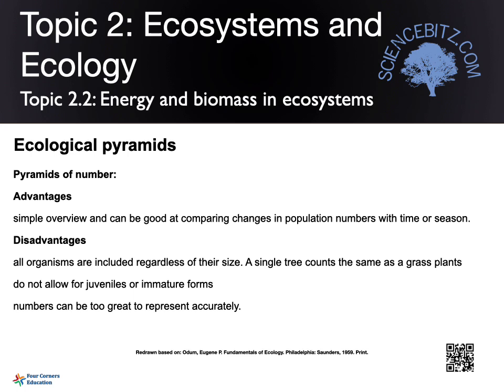Also, they don't usually allow for juveniles and immature forms. Quite often they're not sampled and counted in just number counts that ecologists take of ecosystems. And the other problem that you could have is that numbers can be too great to represent accurately. So if you were trying to do this for a very, very big grassland area, the numbers of individual grass species are just so great compared to much smaller numbers of, say, zebra, if we go back to our example of the African savanna. So that's the advantages and disadvantages of pyramids of number.